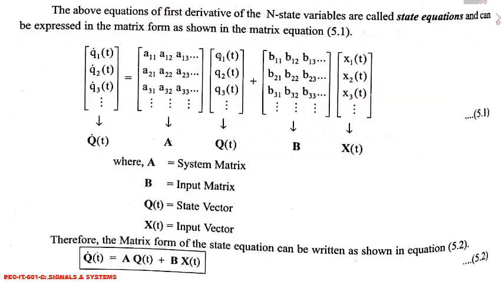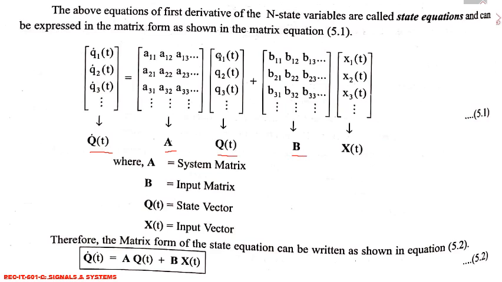So the above equation can be the first derivative of n number of variables, called the state equation, and can be expressed in the matrix form shown in the figure. Here we describe the whole thing in a matrix: q1 dot t, q2 derivative of t, q3 derivative of t. At a time it is going to be a summation, and it is represented by q1 t in this manner. Similarly for a1, a2, a3 up to a21, a22, a31 and so on, it can be denoted by A. Similarly q1t, q2t, q3t is denoted by this term qt.